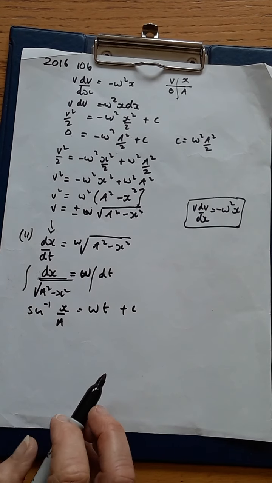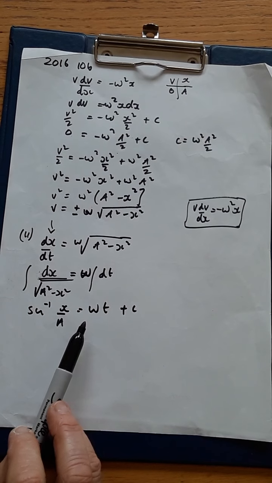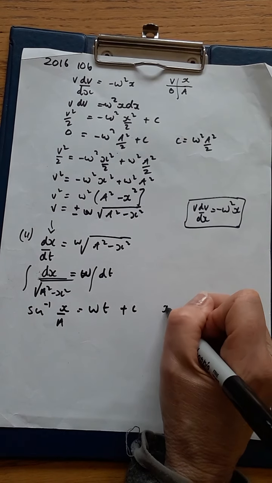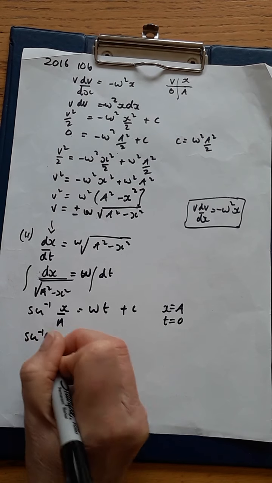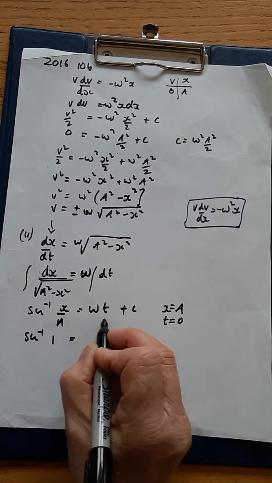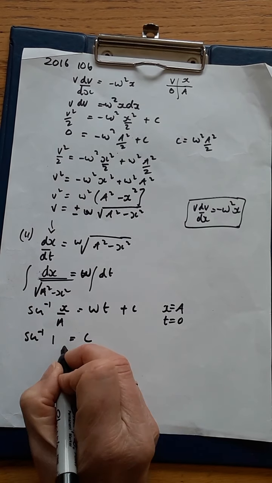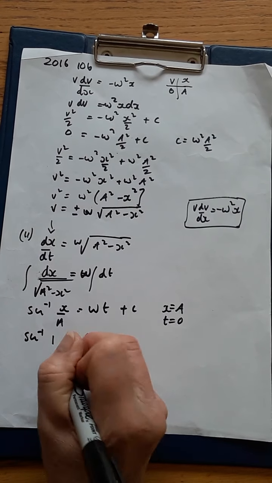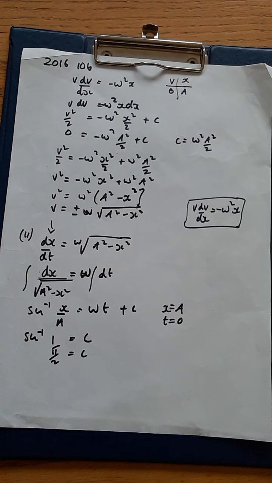Now let's put in our initial conditions. Remember that x was a at time 0, so x is equal to a when t is equal to 0. So this becomes arc sine of a over a, which is 1, is equal to 0 plus c. So the arc sine of 1, of course, is pi over 2. And remember, this section is all radians, so never degrees, only radians.